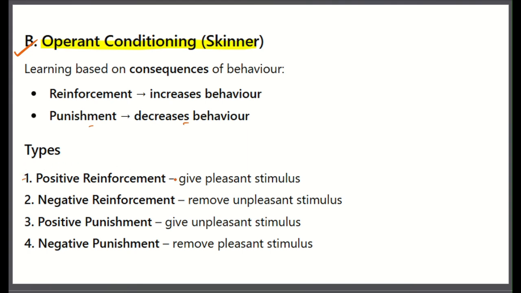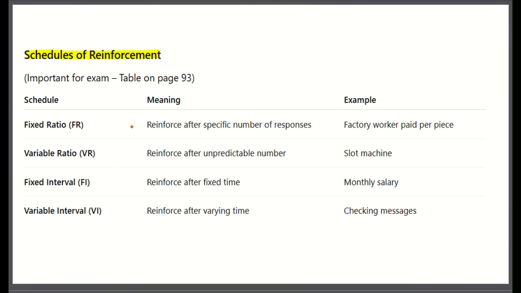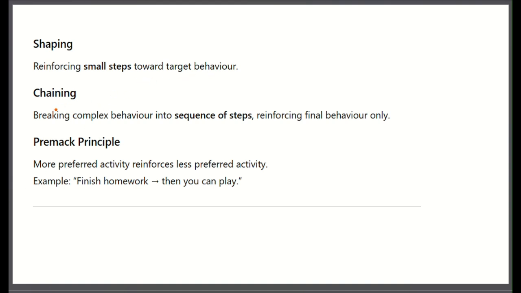Positive reinforcement involves giving a pleasant stimulus. Negative reinforcement involves removing an unpleasant one. Positive punishment involves giving an unpleasant stimulus. Negative punishment involves removing a pleasant stimulus. Reinforcement schedules include fixed ratio, variable ratio, fixed interval, and variable interval. Shaping reinforces small steps of a behavior. Chaining teaches a series of steps. The Premack principle says a more preferred behavior can reinforce a less preferred behavior.